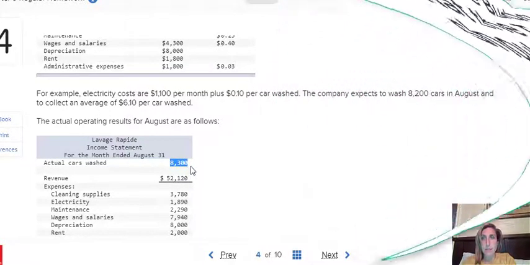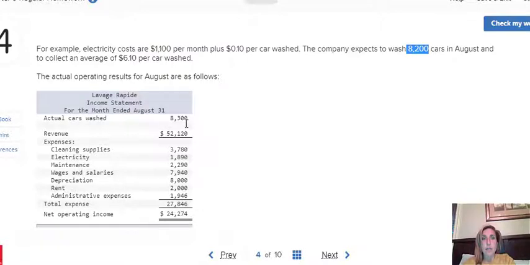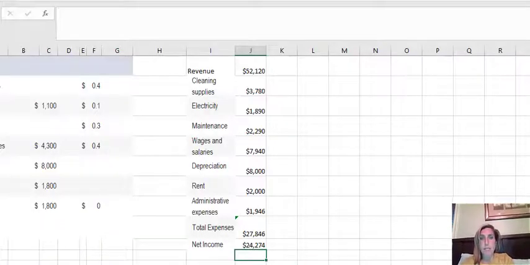Mine says 8,300. So my first step is going to be to create the flexible budget. This data up here is the standard cost. If I wanted to create the planning budget, I would multiply all of those variable components and add in the fixed on the expected. But we need to calculate the flexible budget, what the budget should have been when 8,300 cars were washed. So I have copied my data into an Excel spreadsheet.